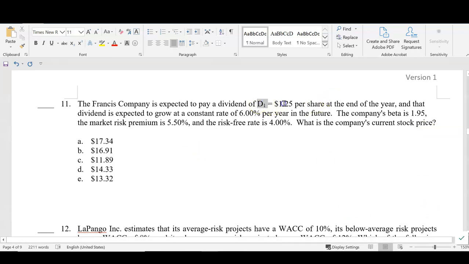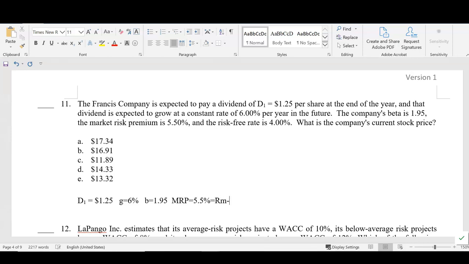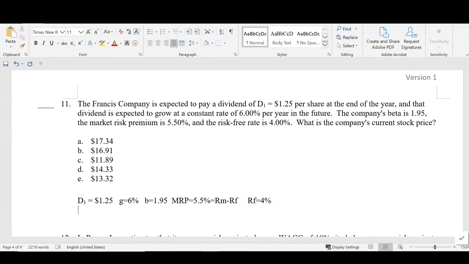So here we know D1 equals 1.25. We also know G equals 6%. We also know beta equals 1.95. Market risk premium equals 5.5%. What is market risk premium again? It should be RM minus RF, right? And our risk-free rate RF equals 4%.